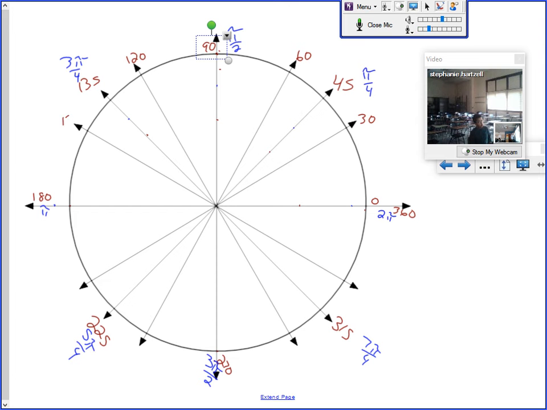So if we count up by 30s, we had a 30 degree, 60, 90, 120, 150, 180, 210, 240, 270, 300, 330, and 360. And that was another little shortcut into there.